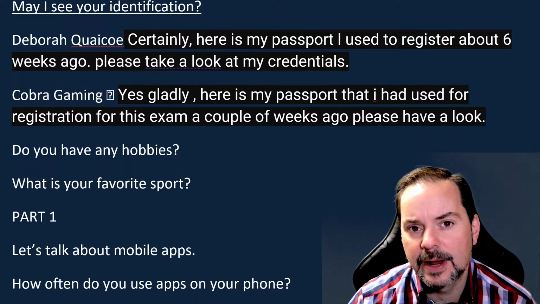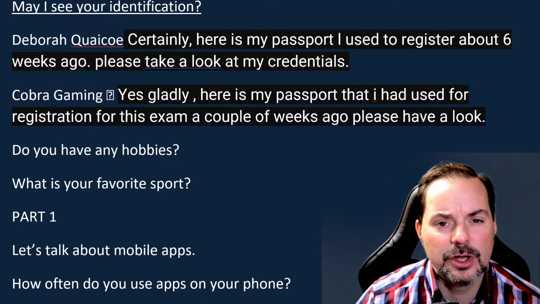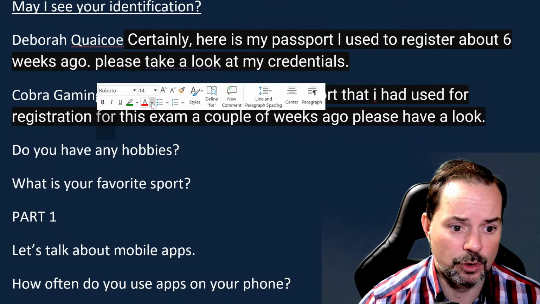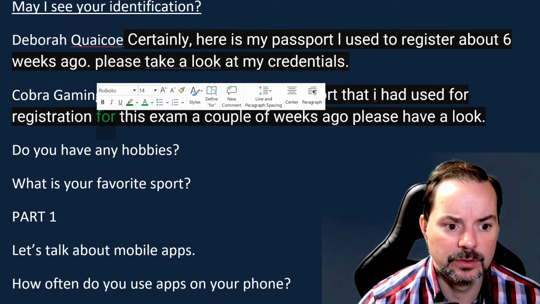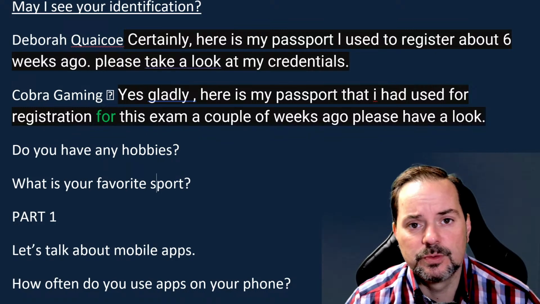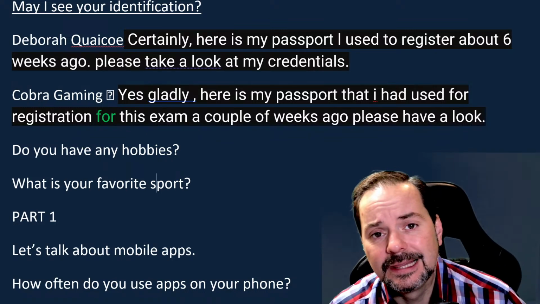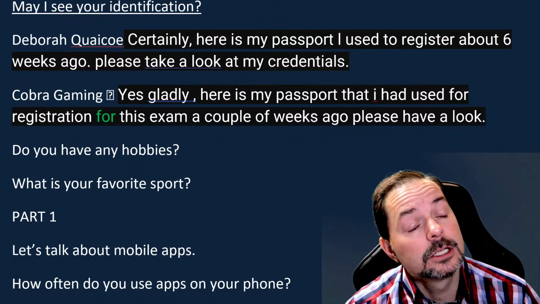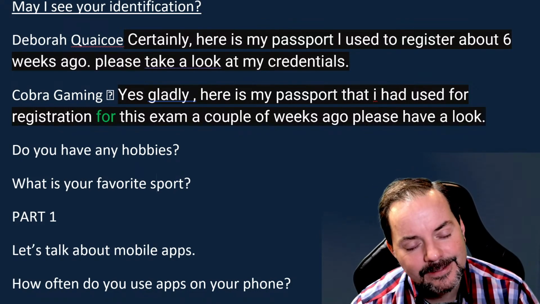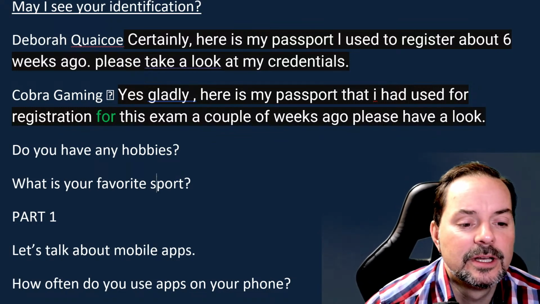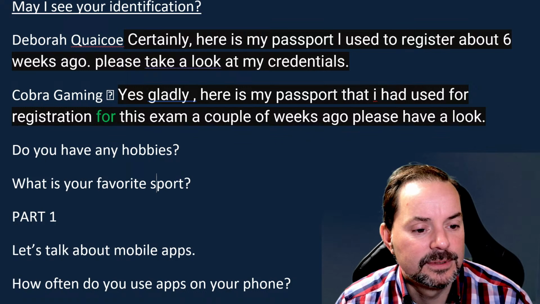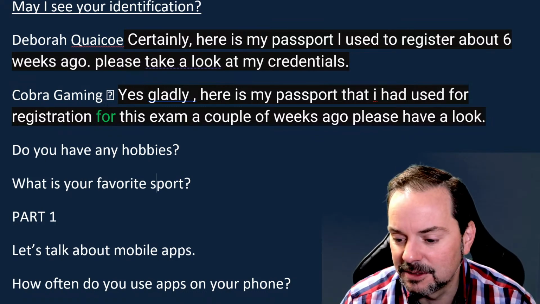There you go. Little correction. Don't make mistakes. Not even little mistakes. Not even like missing the 4 here. Okay, you want to sound perfect for these first few questions. You want to be able to answer these perfectly in your sleep. Like, yes, gladly. Here's my passport that I used for registration. Please have a look. Okay, so even in your sleeping state, I can do a good job of that right now because it's still 7 a.m. The coffee's just about to kick in.